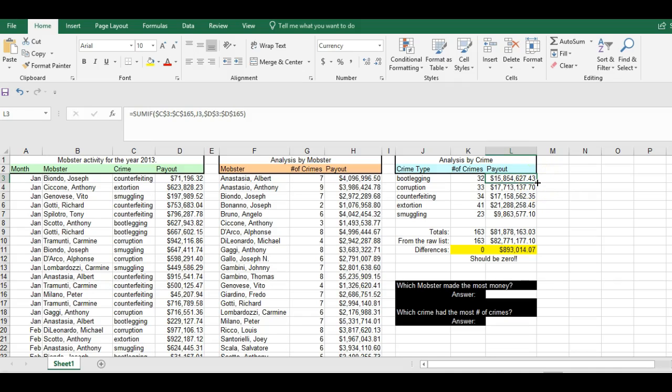So I'm not going to copy this every single time. I'm just going to put my little cursor there and drag it down, and voila, look what happens. This equals 0.